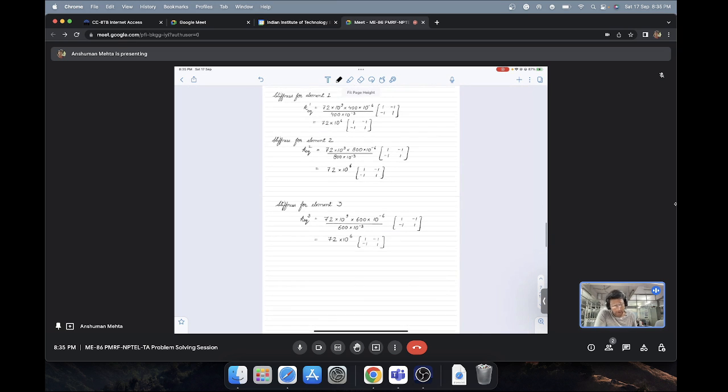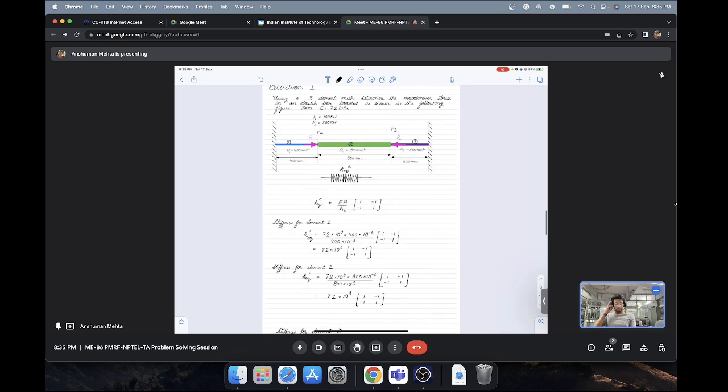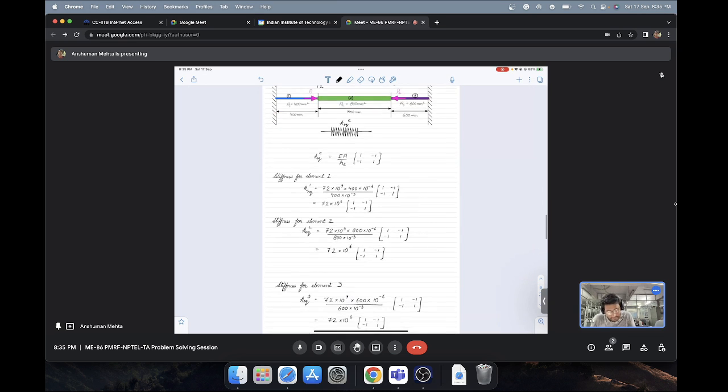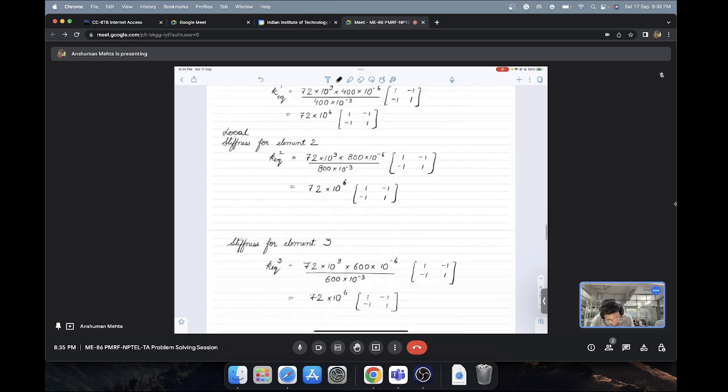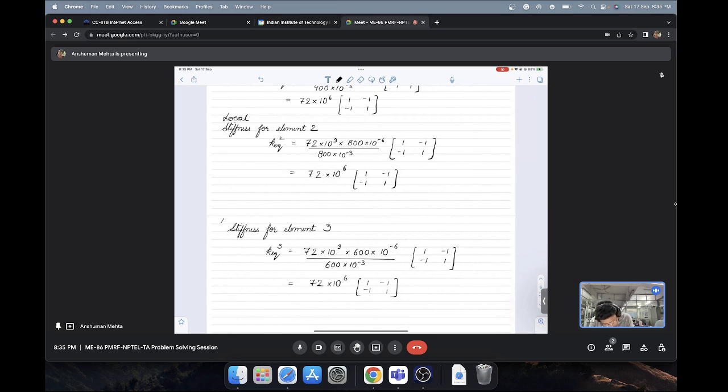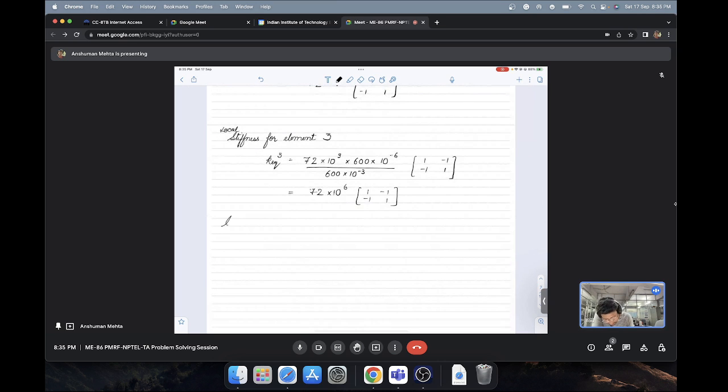So which gives us all the stiffness for all the elements. Now we have to assemble the stiffness into global stiffness. So these are the local stiffness. Let me write local stiffness for element 1, local stiffness for element 2, and local stiffness for element 3. Now we'll find global stiffness.